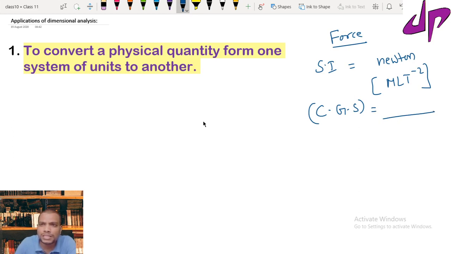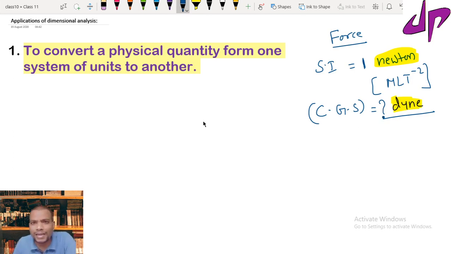in CGS units. In SI units we call it a Newton, but in CGS units we don't call it a Newton. We call it dyne. So in CGS units we call the force unit dyne. And if I take 1 Newton in SI units, in CGS units it is how many? It may be 1 or 100 or 1000.